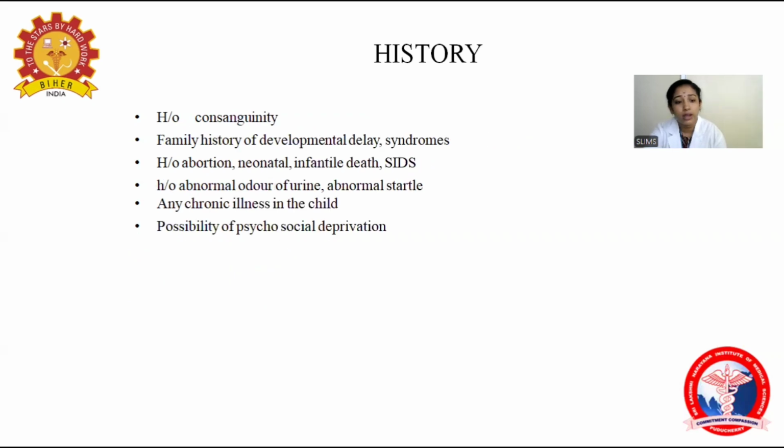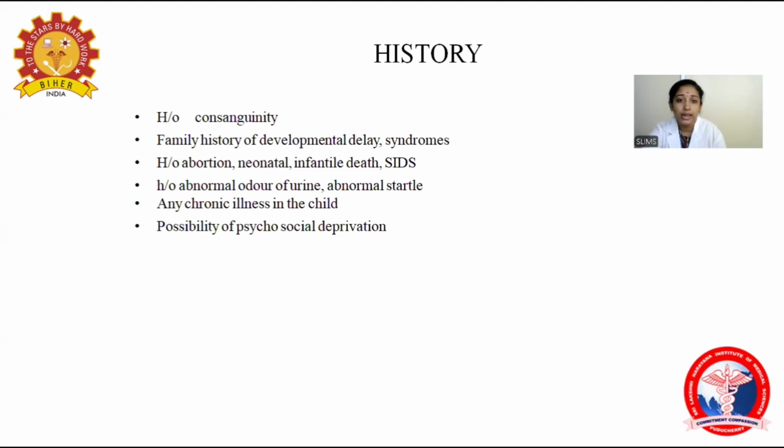In the family history, we ask whether it is a consanguineous or non-consanguineous marriage, and whether there is any family history of developmental delay or syndromic features. We ask about history of abortion, any previous neonatal or infantile death, or history of sudden infant death syndrome in the family. We also ask whether the child or any family members have an abnormal odor of urine, whether the child had any abnormal startle reflex, and any chronic illnesses in the child.